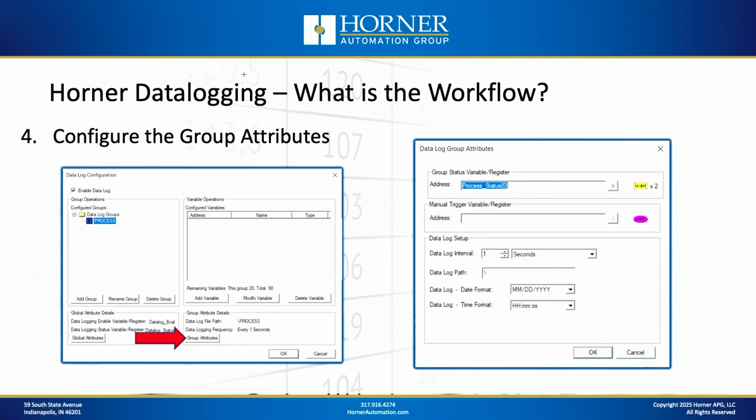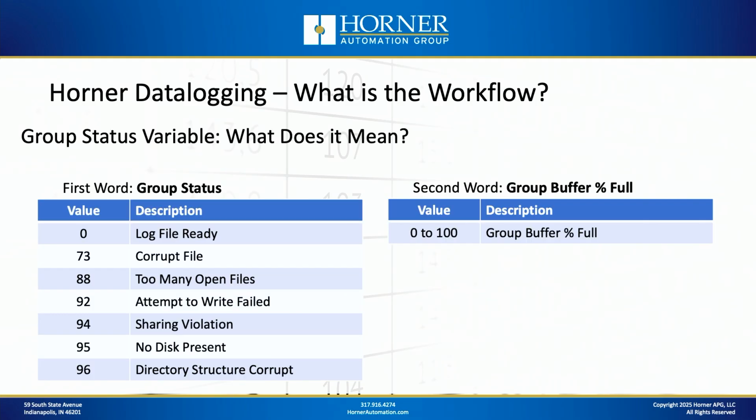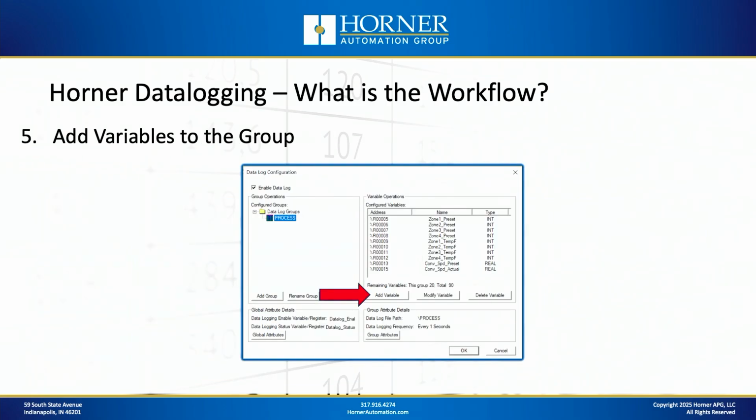All right, step 4, configure the group attributes. What is that? Well, that is assigning another status variable, this time to monitor the buffer where the data log information is being logged to prior to writing to the media. Next, how often will this group of variables actually be logged? How many samples will we take? Do we take it every second? Do we only take it when we have a trigger bit turn on? That sort of thing. That group status variable I just talked about is also 2 words, just like the global status variable is, and it gives us information on the status of the buffer for each group.